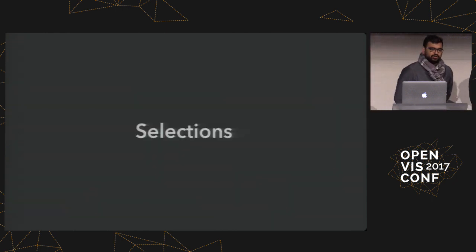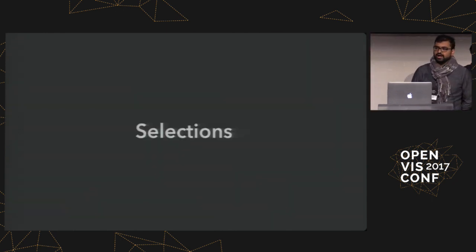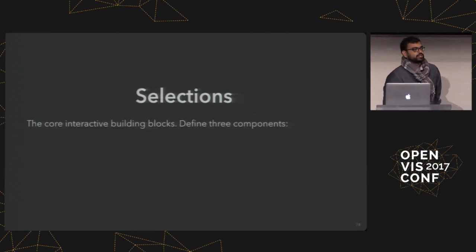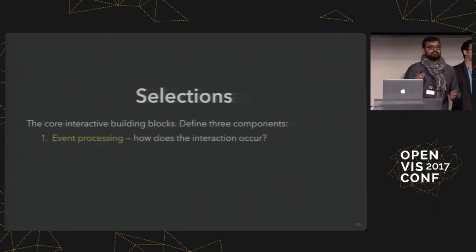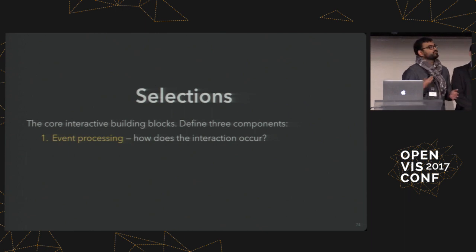All right, so the core abstraction to do interactions in Vega Lite are these things called selections. And they're very much analogous to how the encoding channels work. So they define the defaults for three components. The first is the event processing that happens, or what triggers the particular interaction technique. Are they mouse moves, button presses, and so forth?